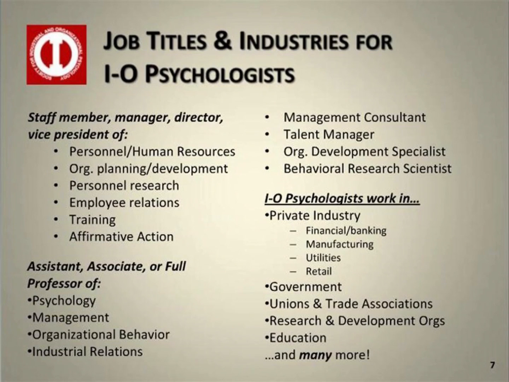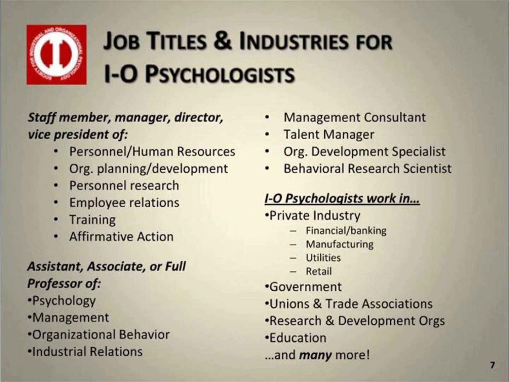So what kind of titles do those in the industry typically have? You may be a staff member, a manager, or a director, or even a vice president of many different functions and organizations, including personnel and human resources being one of the most common, or organizational planning and development, personnel research, and some others such as training, affirmative action, talent management, etc. Or you may go into the academic field and be a professor in a psychology department or a management department. Organizational behavior and industrial relations are also very common.